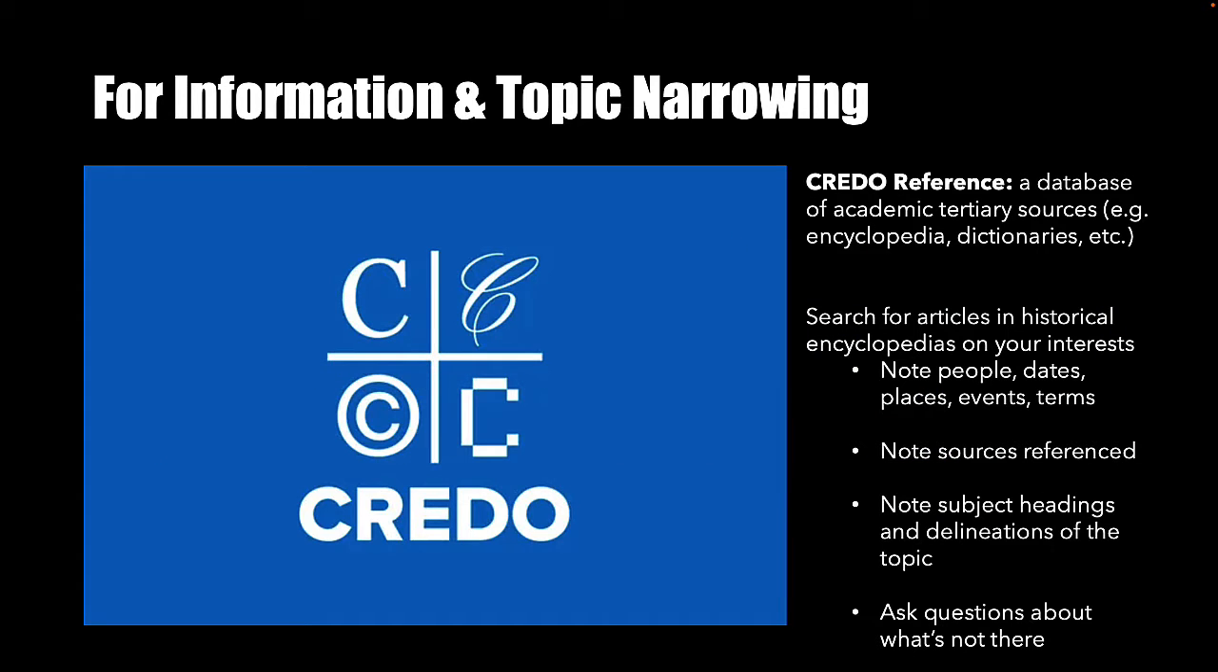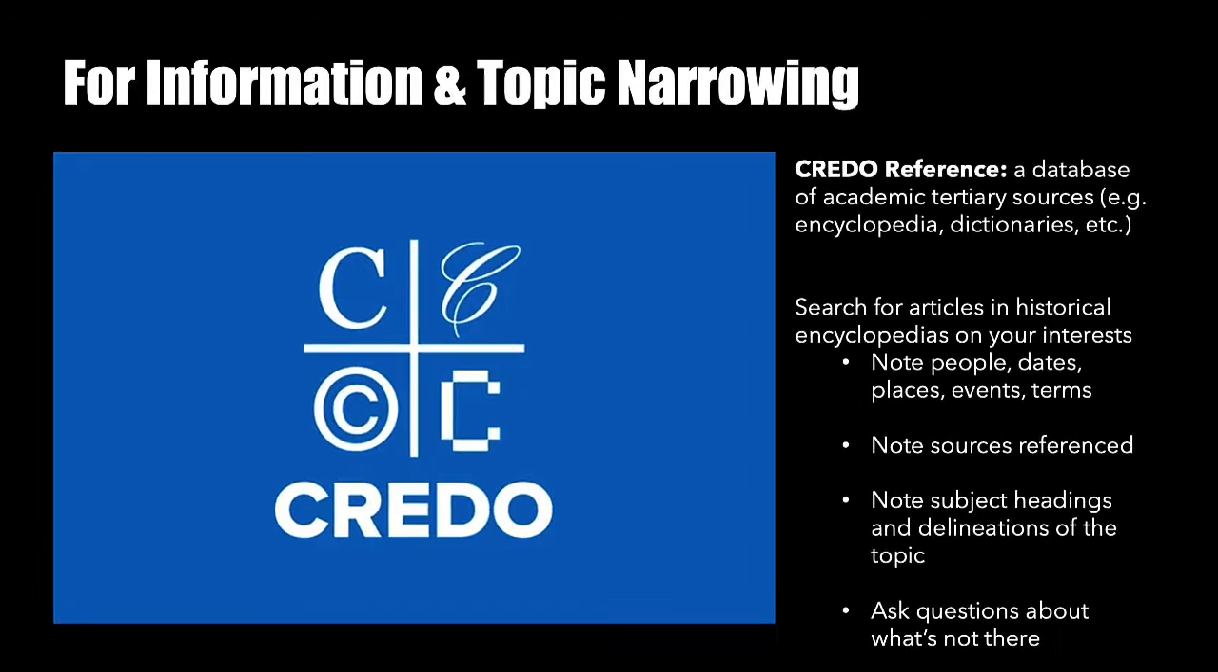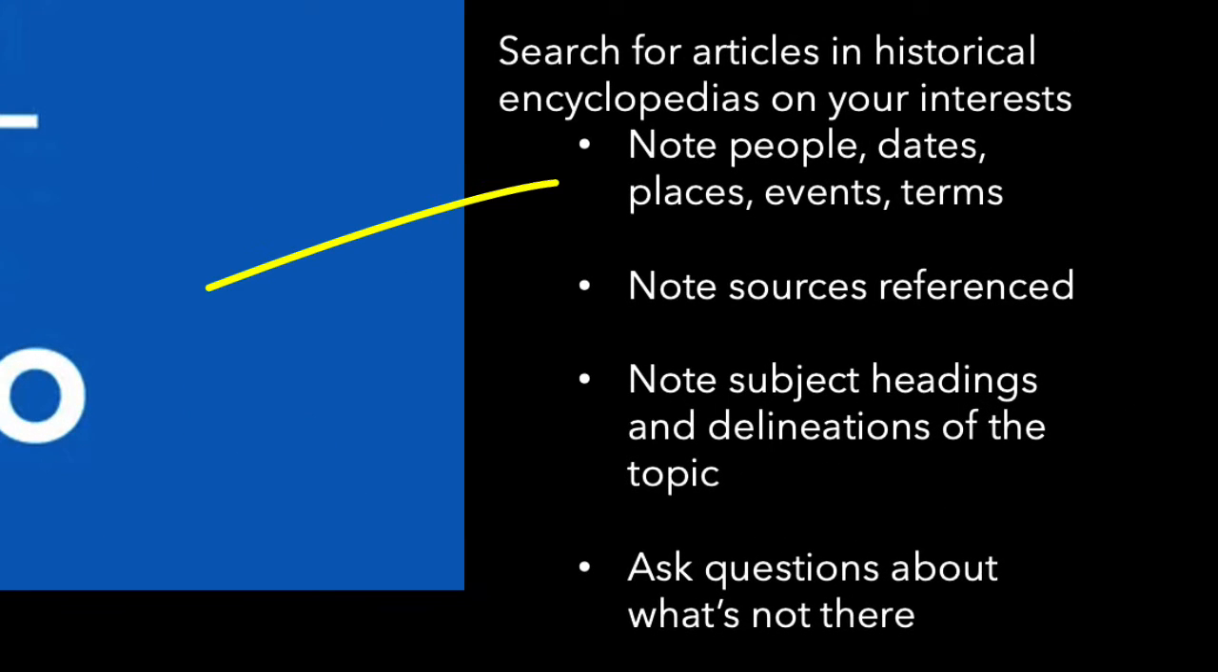When you find a good article in Credo, take notes on a few things. Note, for example, the specific people and dates and places and events and other terms that are listed in the article. You're going to need these to narrow your topic and to use them as kind of keywords for searching for sources down the line.